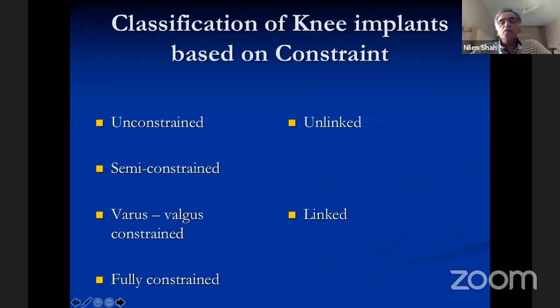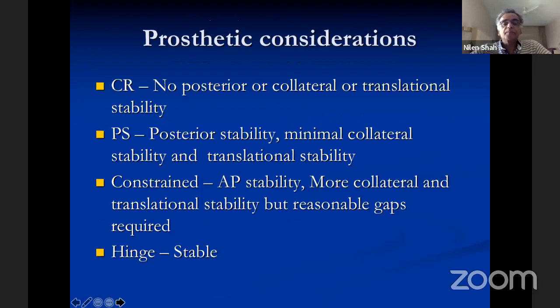So classification of knee implants can be unconstrained, semi-constrained, varus valgus constrained, or fully constrained, and they may be unlinked or linked. So when we use the word cruciate retaining, we need to understand that there is no posterior or collateral or translational stability to this knee, which is generally given by the soft tissues, and somewhat this is helped by the conformity of the articular surface.